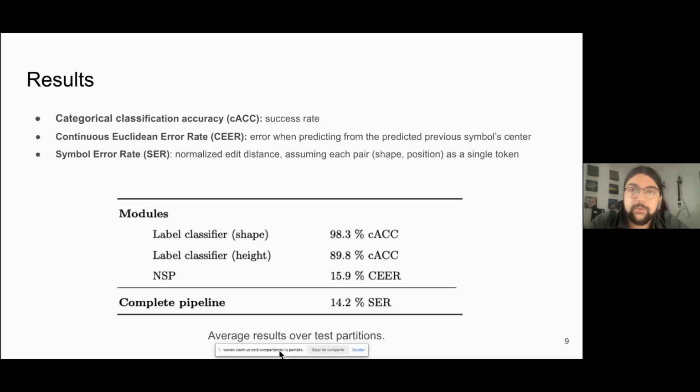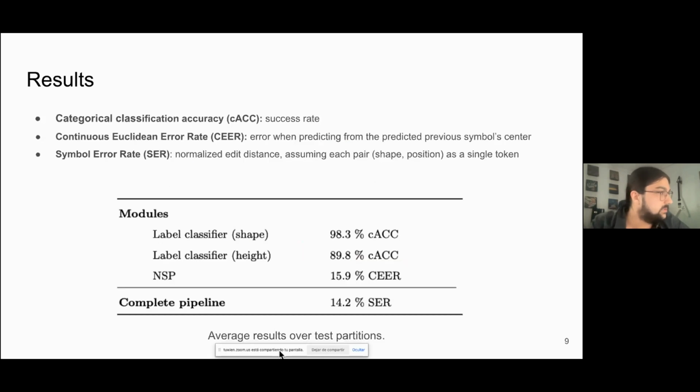And on the other hand, we use the symbol error rate for evaluating the full sequence. That is the well-known normalized edit distance, which we assume each pair of the shape and position as a single token.